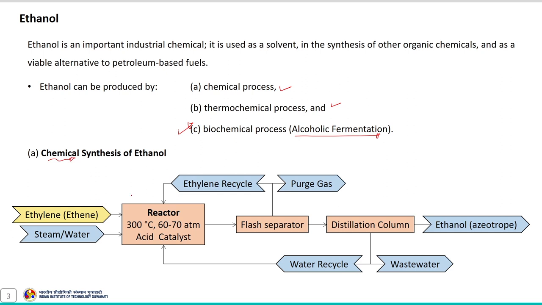This schematic represents the process arrangement of ethanol production by hydration of ethylene, and the key reactants are ethylene and steam. Acid-catalyzed hydration of ethylene forms ethanol, which is referred to as a chemical process, and in this process phosphoric acid is most commonly used as a catalyst. It takes place at around 300 degrees Celsius and 60 to 70 atmospheric pressure.